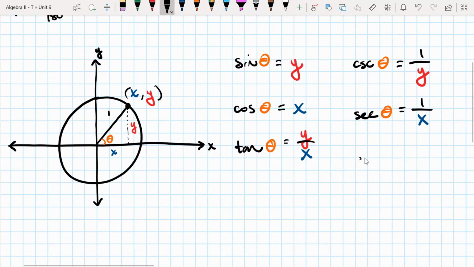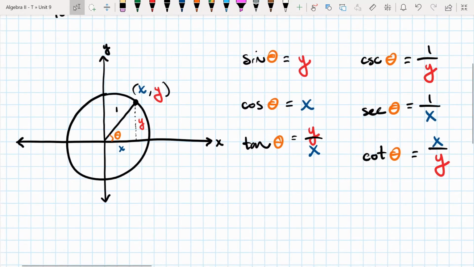And then lastly, cotangent of theta is equal to 1 over tangent. We can do 1 over y over x. That just becomes the reciprocal of x over y. And those are the 6 trig functions that we talked about in this unit.